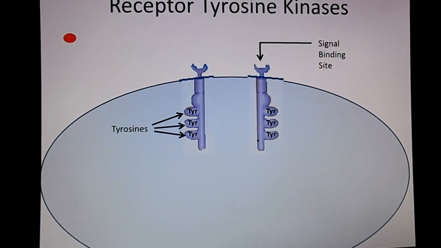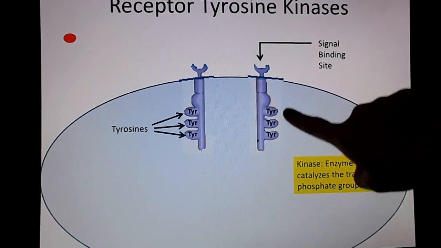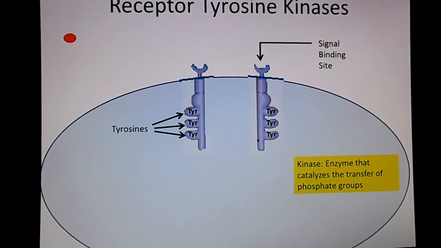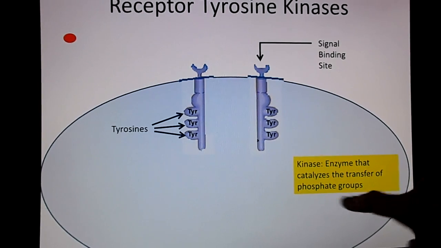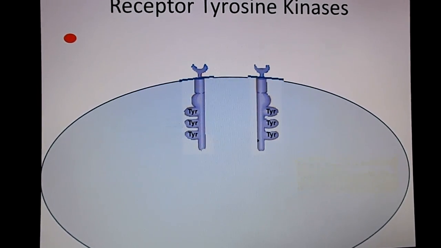Now, the name receptor tyrosine kinase comes from the fact that this receptor protein has kinase activity. A kinase is simply an enzyme that catalyzes the transfer of phosphate groups. So you can guess that throughout the reception process, phosphate groups will be attaching somewhere. And in this case, we will be attaching phosphate groups to the different tyrosines. So therefore the name tyrosine kinases, because kinase means transferring phosphate groups, and we'll be transferring them to tyrosines. So here's how it works.